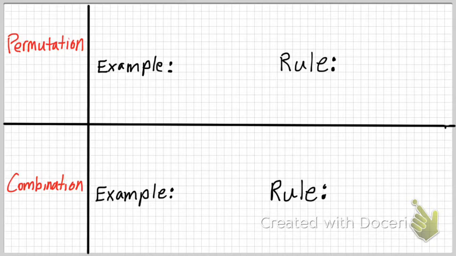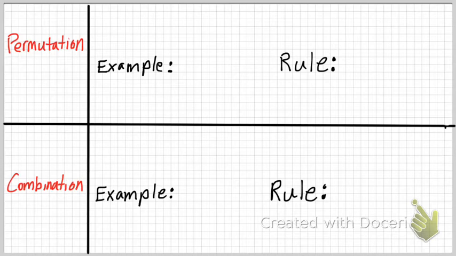Versus a combination might be something along the lines of, say, you've entered a drawing and you want to see if you're going to win, and there are 10,000 people and there are only 10 winners. It doesn't matter to you when your name gets drawn, but you do want to know what the probability is that you're going to get drawn from the bag.